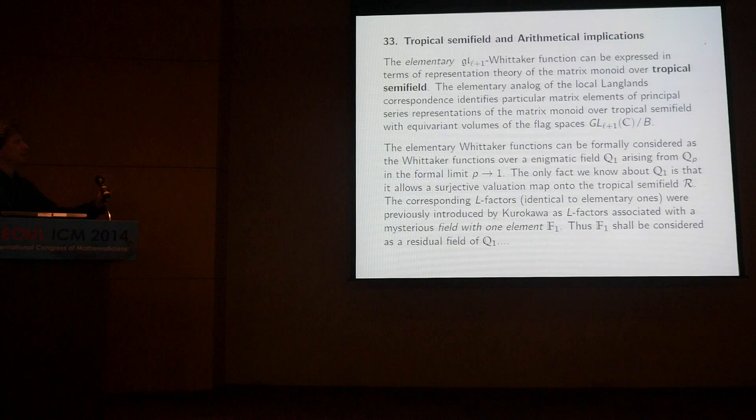What do we know about this F1? We know that it has a surjective valuation map onto the tropical semifield. The standard non-Archimedean field has a valuation map with the image a lattice. But here we have not a lattice, but just R plus with the structure of the tropical semifield. So this is one thing which actually was used in all these constructions.